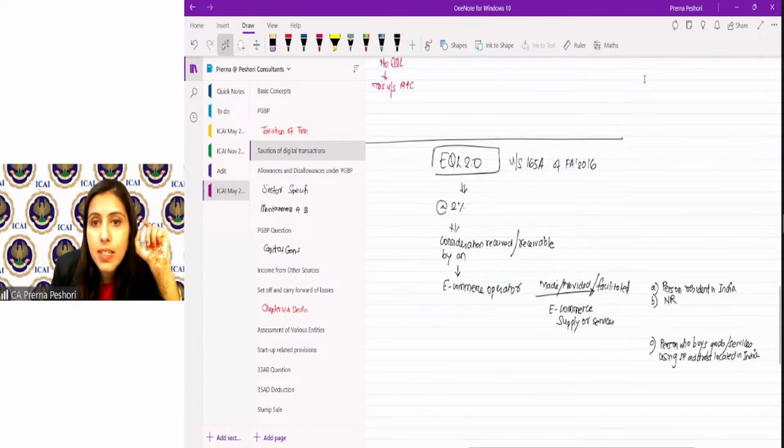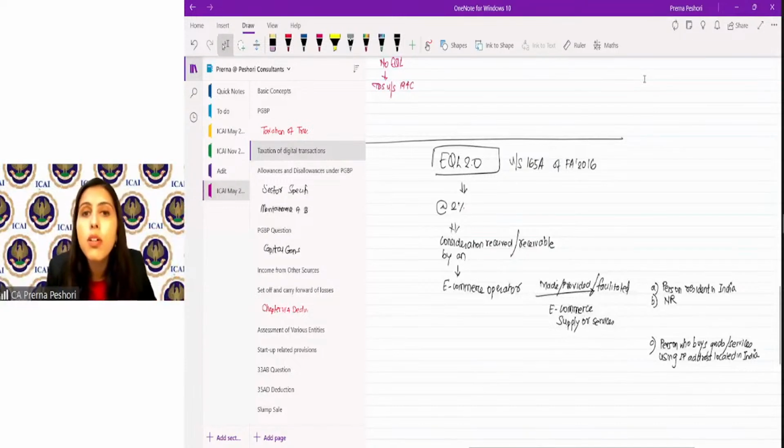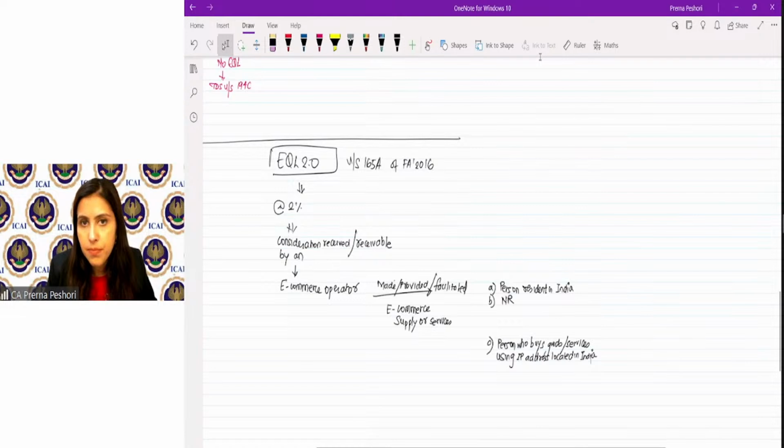Now let us try and understand each of these situations and each of these words. So first, it is saying the consideration received or receivable by an e-commerce operator. Now who is an e-commerce operator? Section 164 of the Finance Act defines all of these terms. So who is an e-commerce operator?